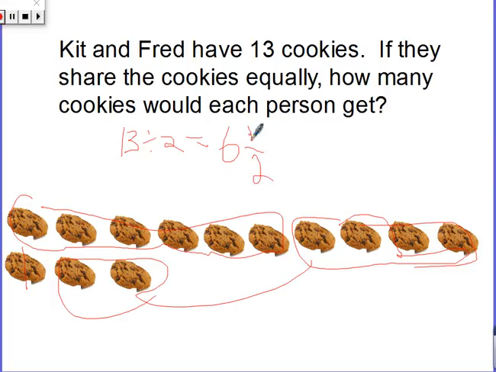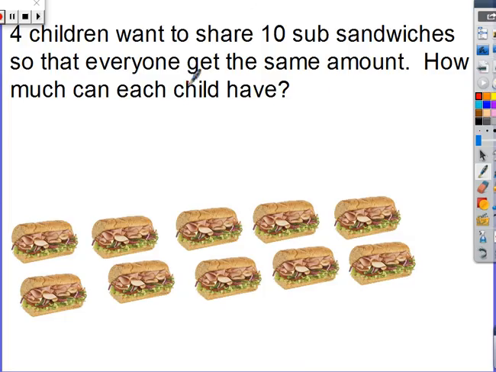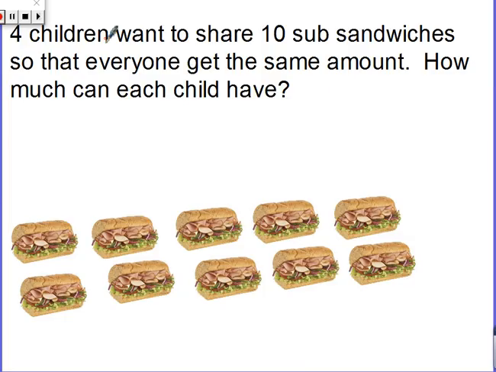Let's see. If I have 4 children who want to share 10 sub sandwiches so that everyone gets the same amount, how much will each kid get? So what do we have? We have 10 subs. We're dividing by 4 because we have 4 kids. Well, I know 4 goes into 10 2 times to get me to 8. So I'm wondering if each kid will get 2 sandwiches.